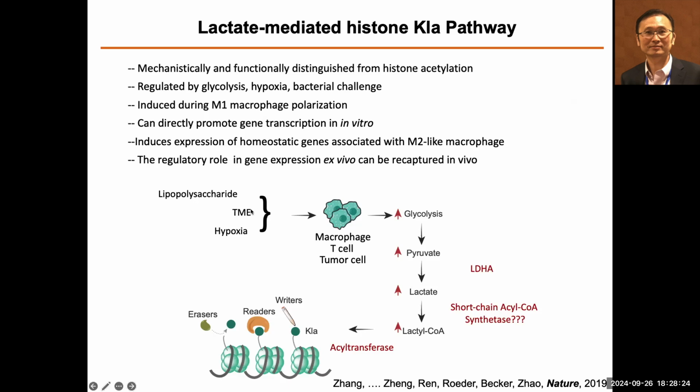Under diverse cellular conditions like hypoxia, the tumor microenvironment, LPS challenge to macrophage cells, or stem cell differentiation, depending on the context and the cell type, cellular glycolysis is stimulated, leading to a high level of lactate. This lactate, we hypothesize, is the precursor for lactyl-CoA for histone lactylation. Increased histone lactylation regulates gene expression, including in macrophages. We show that this pathway is mechanistically different from the widely studied histone acetylation. We also show that the ex vivo data we observed in cultured cells can be recapitulated in primary cells in mice.